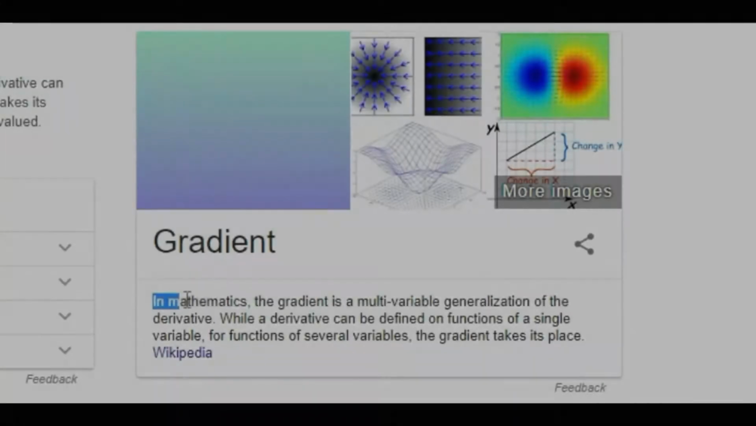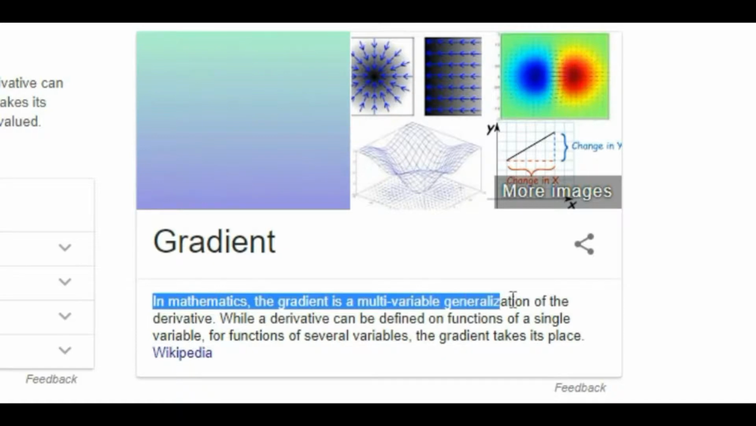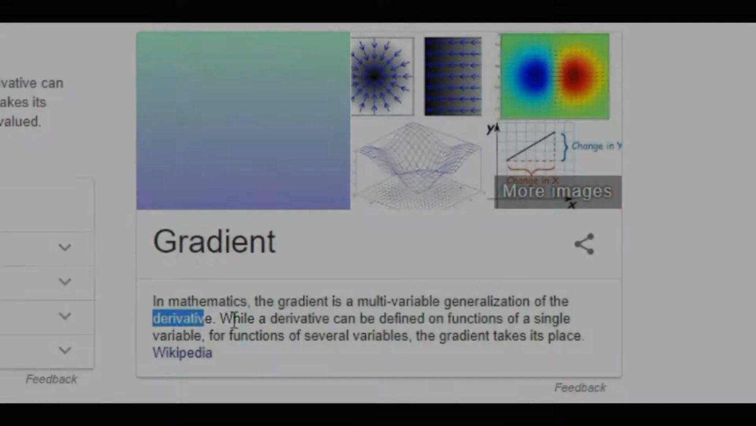Let's see what Google says a gradient is. In mathematics, the gradient is a multivariable generalization of the derivative. Yeah, that.